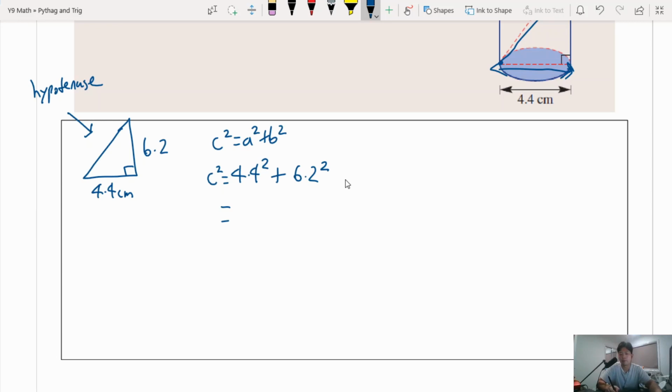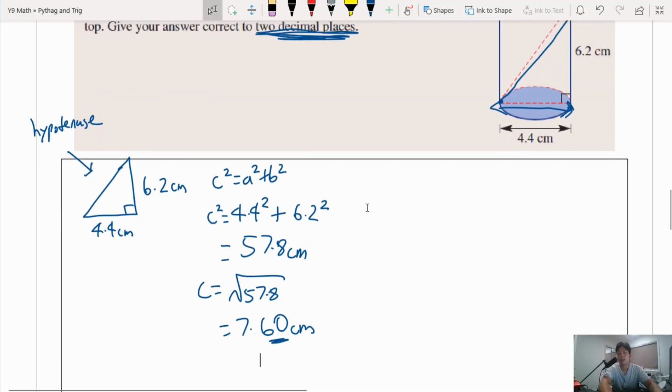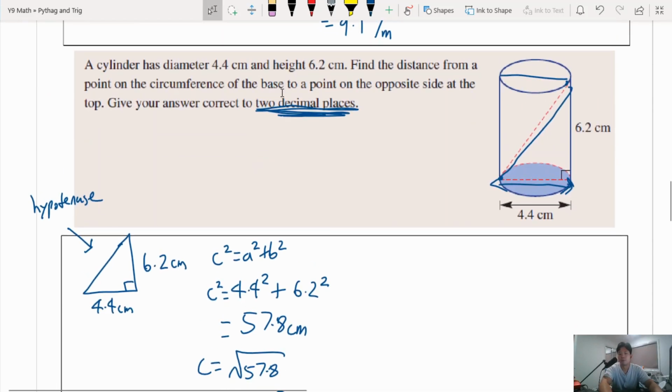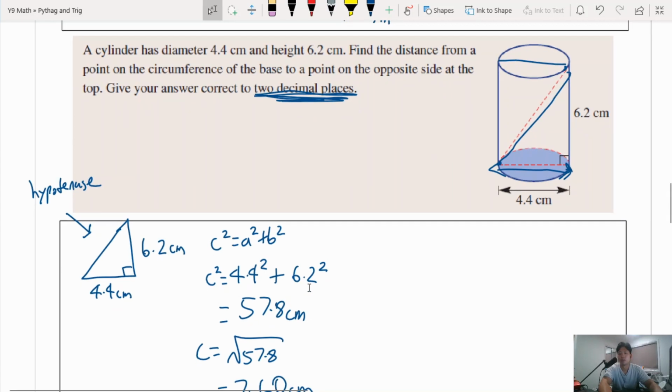You should have gotten a value of 57.8. Forgot the units here, don't forget to write the units. And then C would equal square root 57.8. Once again, pop that in the calculator, and that gives you a value of 7.60 centimeters. Even if it's 0, the question asks you to write 2 decimal places, so make sure you write both of them here. So that would be the length from one point to the other on the cylinder.